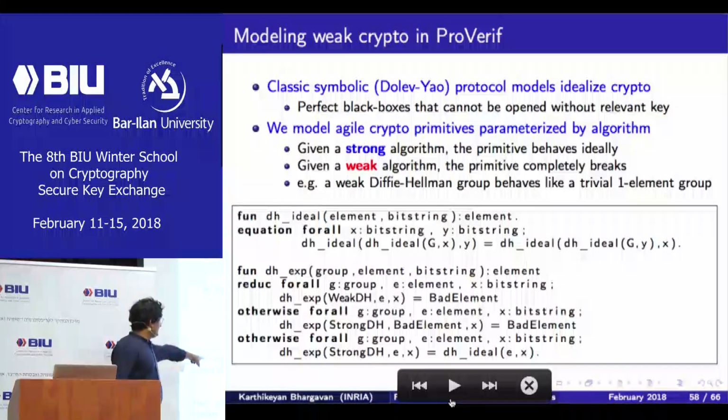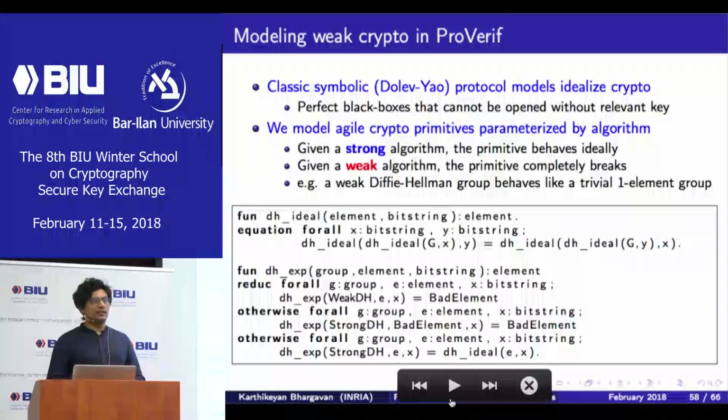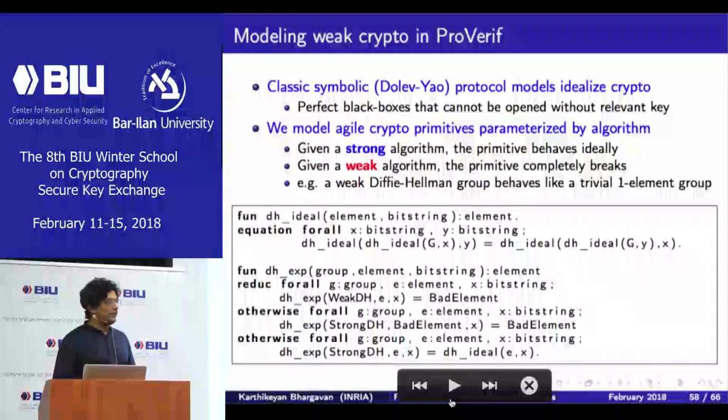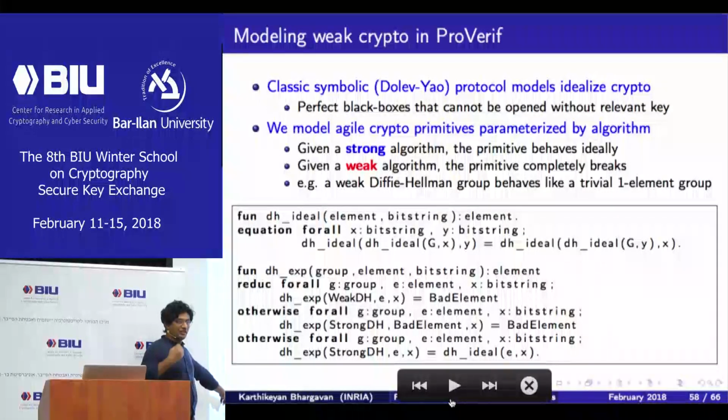So there is a function called Diffie-Hellman ideal, and it satisfies that equation. This is your classic Diffie-Hellman assumption coded in ProVerif. But our full Diffie-Hellman exponentiation function is actually dhexp, which is our concrete Diffie-Hellman exponentiation. And for this, we have the following rules.